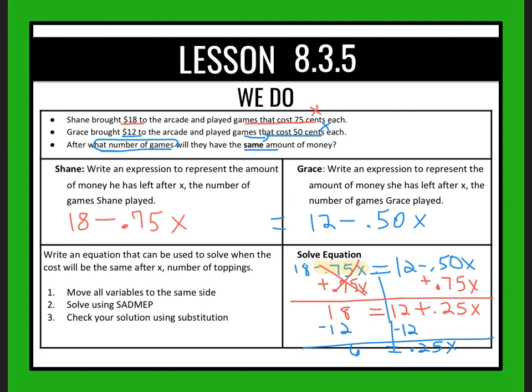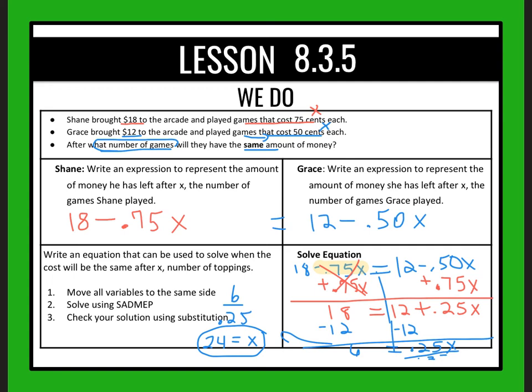So in order for me to get x by itself, once again, the inverse of multiplication is to divide by 0.25 on both sides. And it's getting a little hard for me to do that. I don't have room. So I'm going to go ahead and take 6 and divide it by 25 cents. And when you do that, you get a solution: the number of games is 24. So after 24 games, they're going to have the same amount of money.